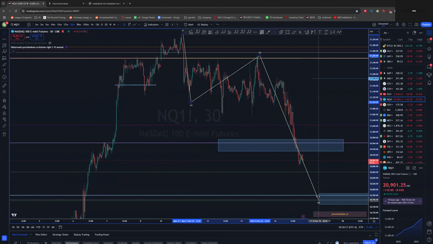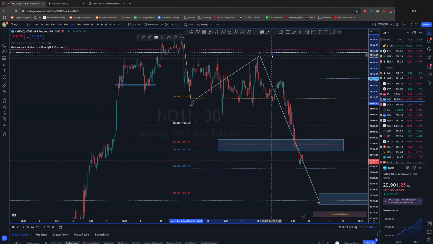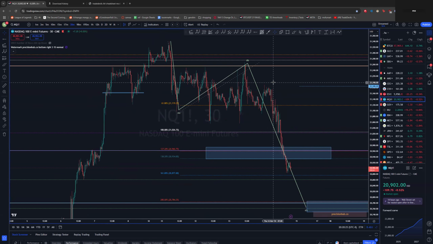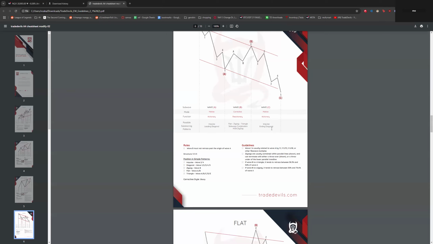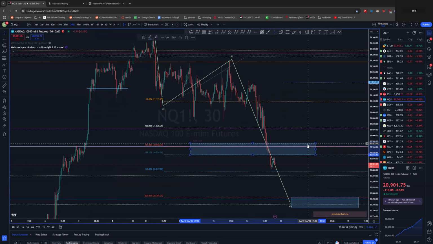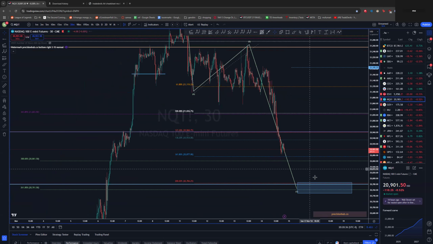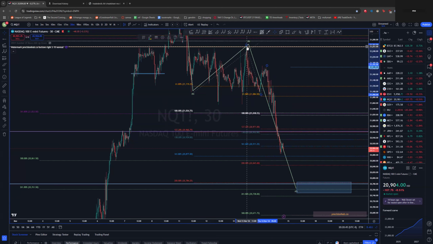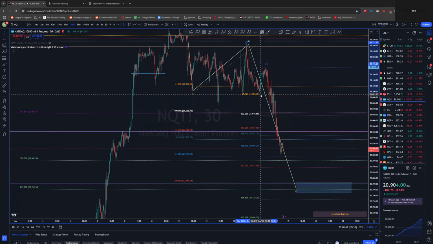So now the question is, how do we measure the C wave? Well, one, it can be through an extension like this, or two, it can be by counting the waves inside of the C leg, which has to be some kind of five wave move down. What I'm seeing right now is we've made a very clear three wave move down, and in these three waves, I think we've hit the 1618. So we're consolidating at the 1618 right now.